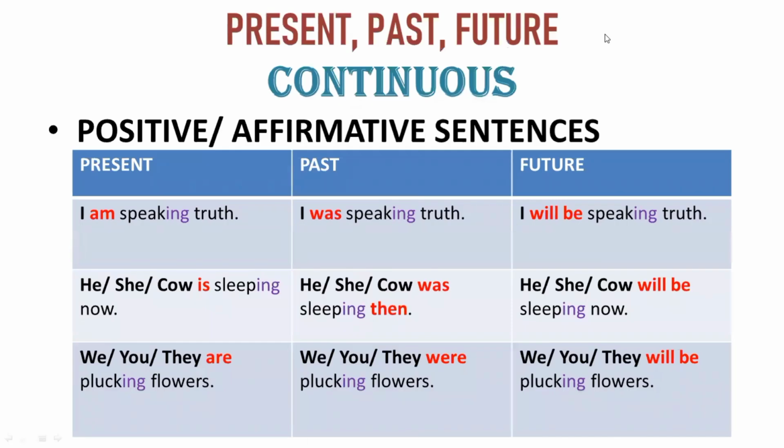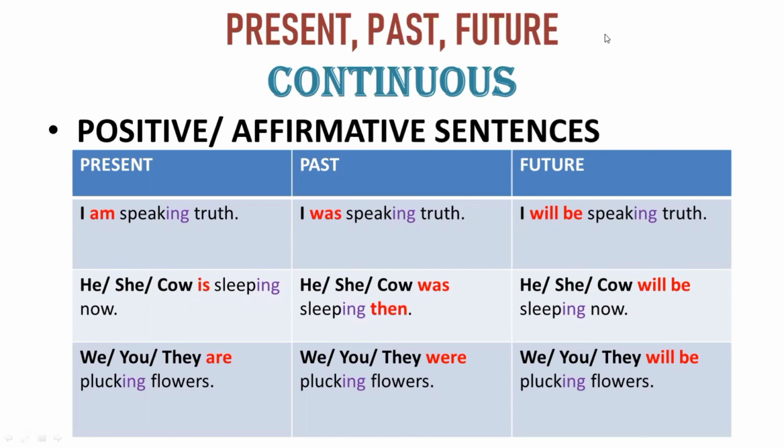Let's have a look at positive or affirmative sentences. In the present slide, you can see present, past, and future. In present, we have three helping verbs after the subjects. For first person singular, we have am. For third person singular, we have is. And for the rest of persons like we, you, they, we have are as helping verbs. So three helping verbs, am, is, are, are used in present form of verb.